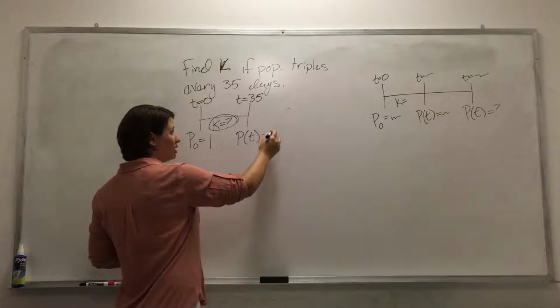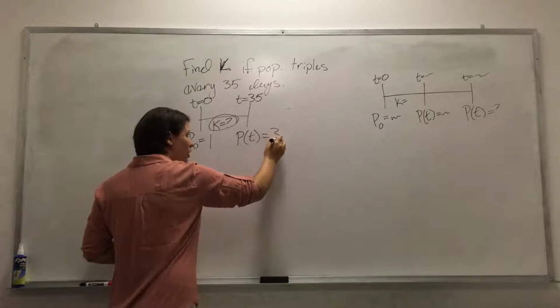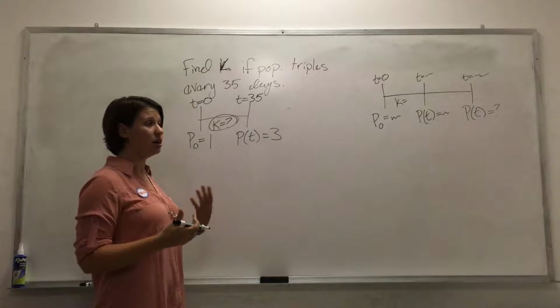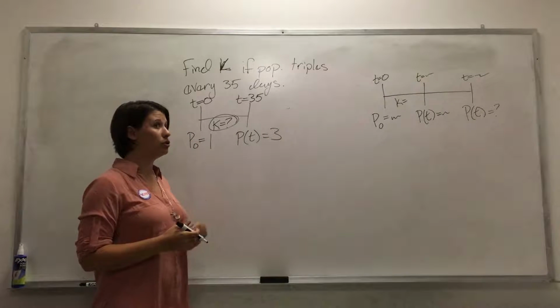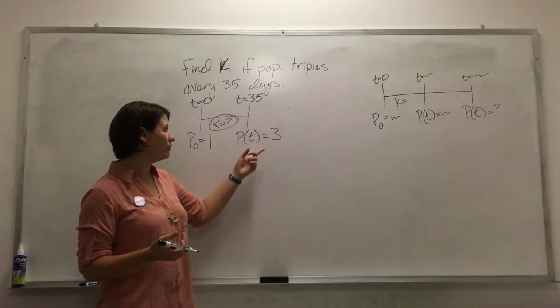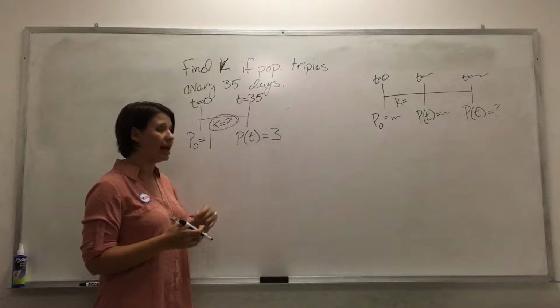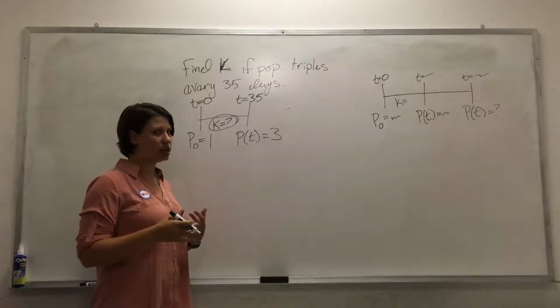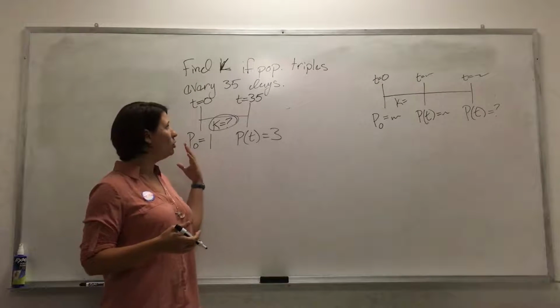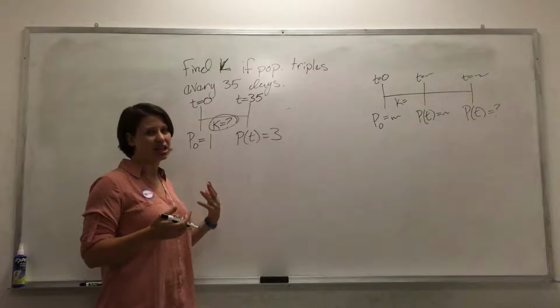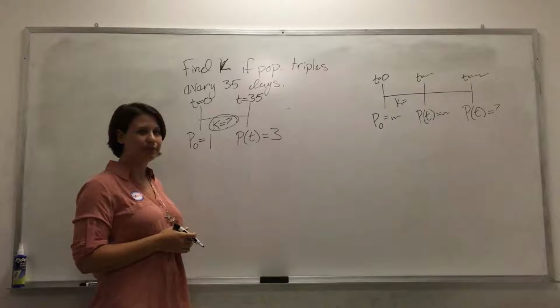Triples, so that means p of t in 35 days is 3. If it doubled, it'd be 2. If it quadrupled, times 4, right? So it'd be 4. If it halved, well then this would be 1/2. So all these different things that you can say, we set it up the same way. It's just then the calculation would change a little bit.